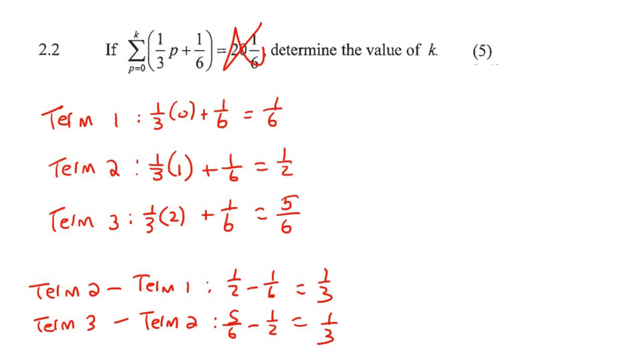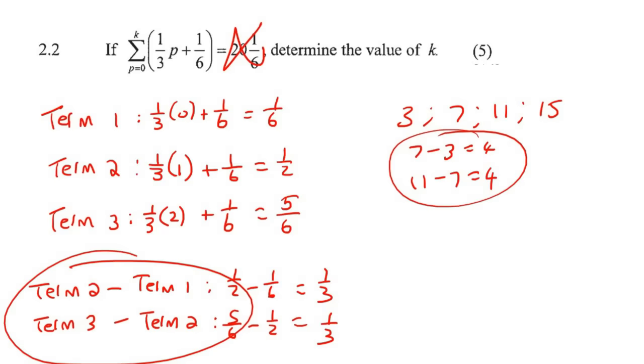If you're confused, think about this. 3, 7, 11, 15. Can you see? I'm adding 4, adding 4, adding 4. But that's the same as saying 7 minus 3 is 4, so term 2 minus term 1. And then term 3 minus term 2 would be 11 minus 7, which is also 4. So can you see that all that I was checking for was that? Okay? That tells me it's arithmetic.